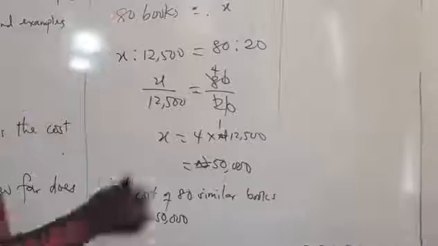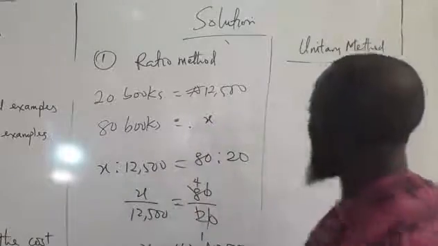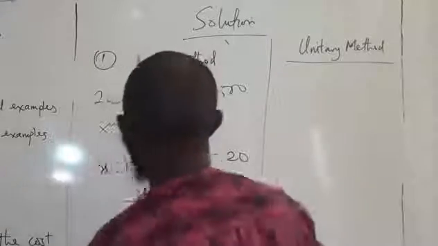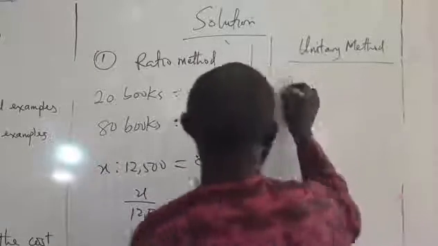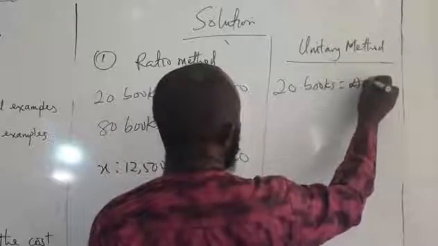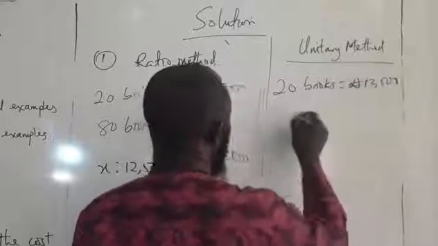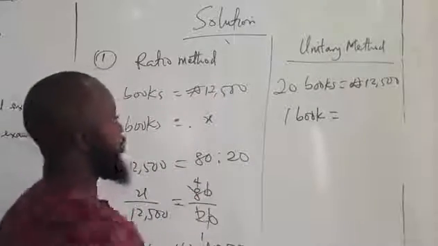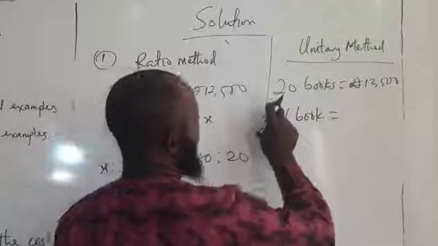But we want to use the unitary method. The unitary method is that we want to get the cost of one book. Since 20 books is 12,500, one book now, what will be the cost of one book? That is 12,500 divided by 20.